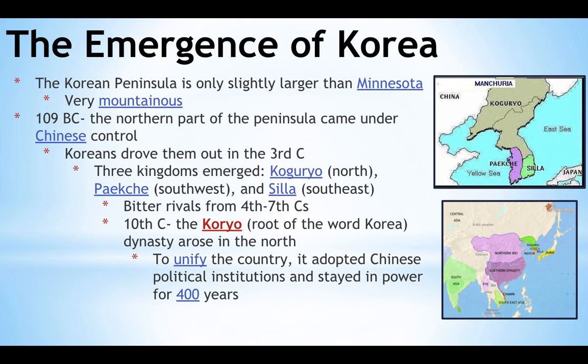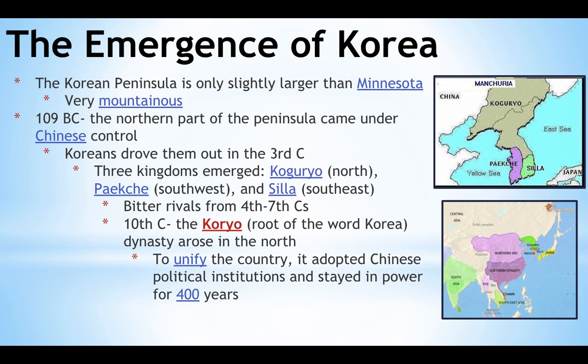Okay, so moving on to Korea. So the Korean Peninsula is only slightly larger than Minnesota. It is very, very mountainous, but it's not very big. Okay, so in 109 BC, the northern part of the peninsula came under Chinese control. Looking at this map here, the northern part of the peninsula came under Chinese control, but then the Koreans drove them out in the 3rd century.